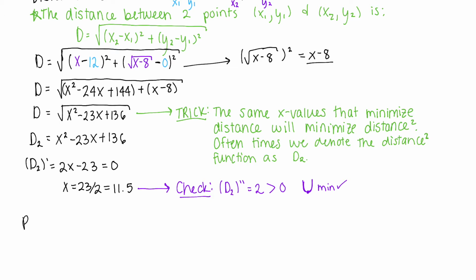So then the point we're looking for, right? It was x comma square root of x minus 8. X is 11.5. This would be the square root of 11.5 minus 8.